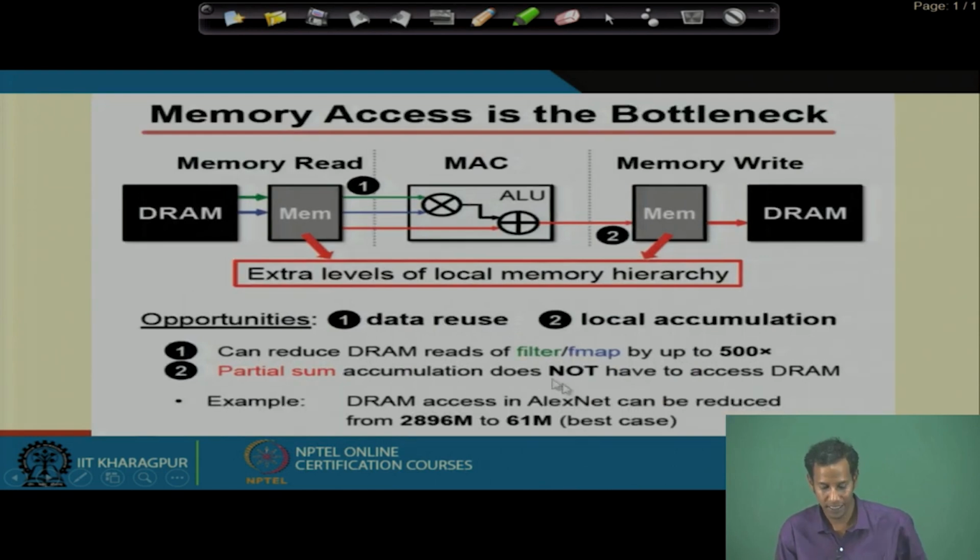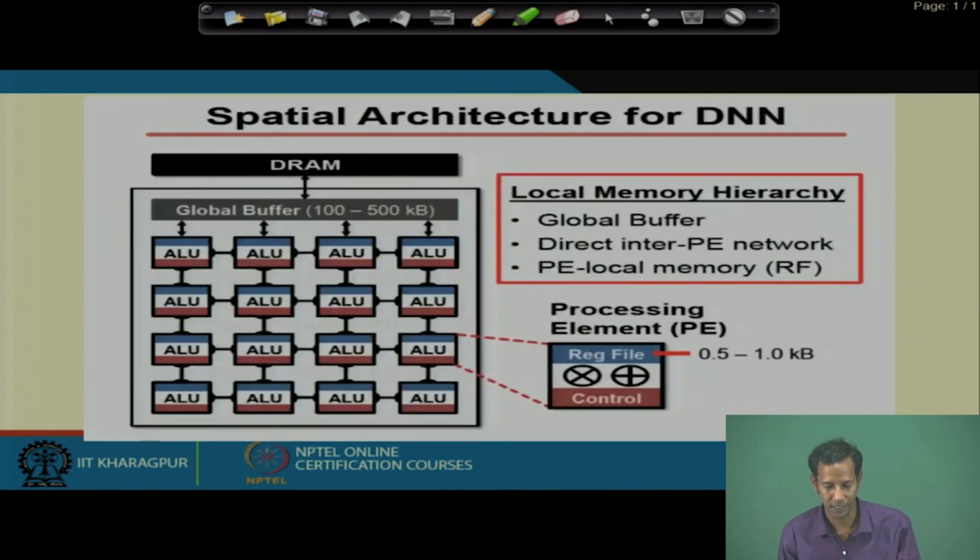If you just see that, in the earlier case the memory access requirement was 2896 million. Now, with the use of these extra levels of local memory, it came down to 61 million memory accesses for this AlexNet, which needs 724 million MAC operations for its training on the data sets. So now, what will the modified ALU structure be?